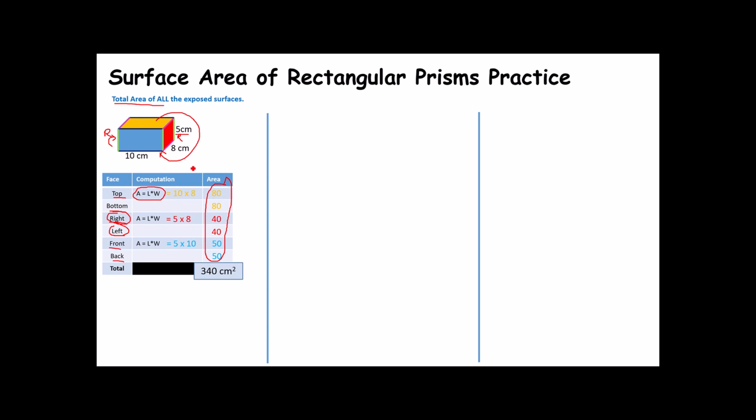When I do this, I like to set it up as a table. I actually often will have my students write the faces down and then show their computation and then give the areas, because then it's easy to add up. If you're somebody who struggles with math, this is a great strategy. If you don't want to do all that writing, I will sometimes just label these as T, B, R, L, F, and maybe a lowercase b, and then total. That will cut down on your writing quite a bit.